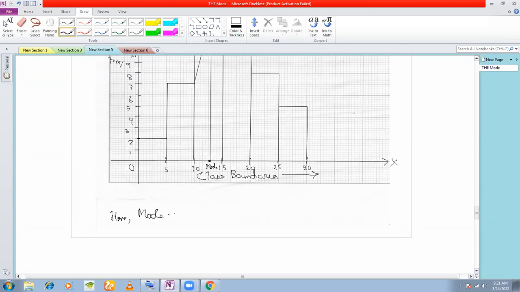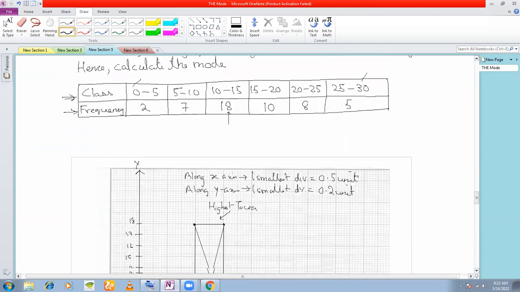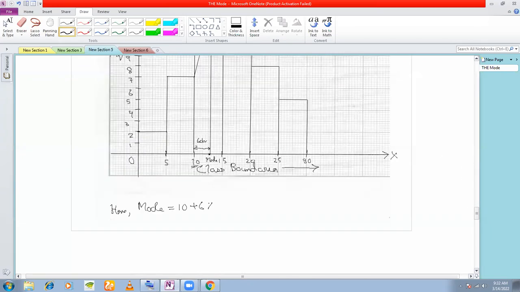Okay, so here mode is equal to, you just need to calculate what the mode is here. If you see from 10, how many divisions are we getting here? We are getting 6 divisions, right? So mode is equal to 10, this reading, plus 6 divisions. But what is one division here? One division here we have taken along the x-axis. What is the scale? 0.5 units. So 6 divisions into 0.5, which is equal to 10 plus 3, which is equal to 13. So the mode here is 13. Clear with this? Any question?